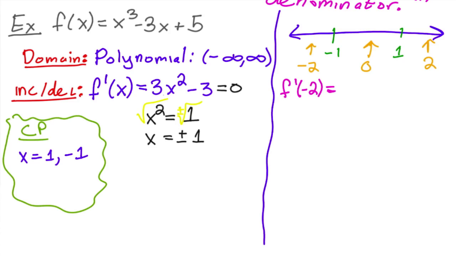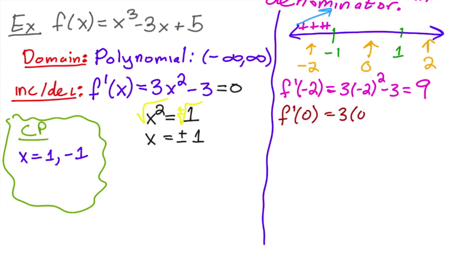So I'll plug in negative 2 into the derivative. So 3 times negative 2 squared minus 3. Negative 2 squared is positive 4, times 3 is 12. And 12 minus 3 is 9. So that's positive 9. So that means that my function is increasing here. Okay, and then I'll plug in 0, which is 3 times 0 squared minus 3. And that equals negative 3. So that means it's negative, which then means that my function is decreasing.